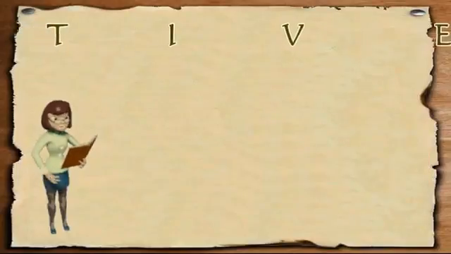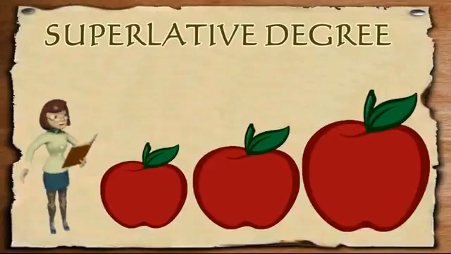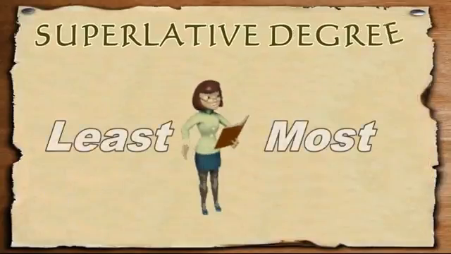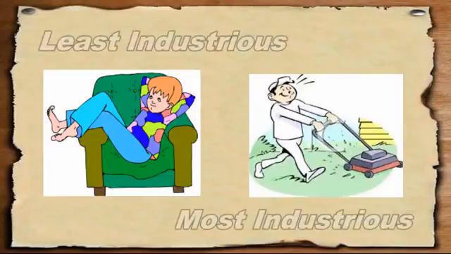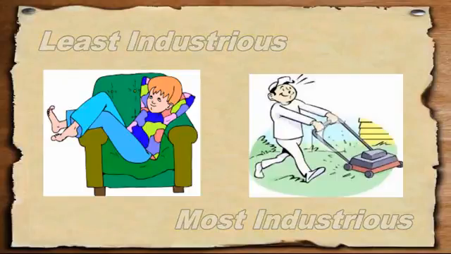Most superlative degree adjectives, as with comparative degree adjectives, are formed in one of two possible ways. One is by adding an est ending, as in biggest. The other is by using the word least or most before the positive form, as in least industrious and most industrious. Least and most are normally used with adjectives that have three or more syllables.